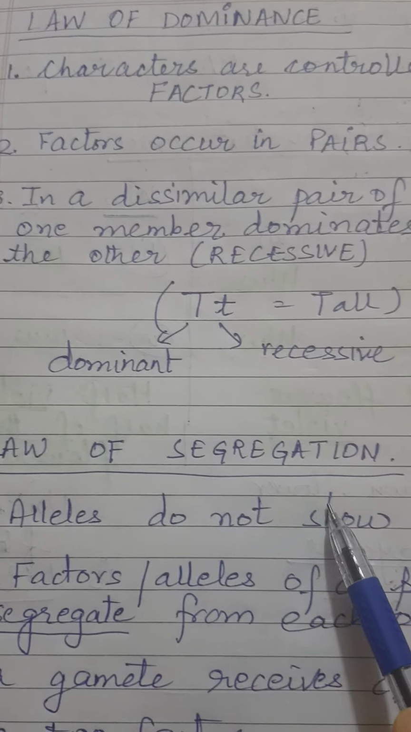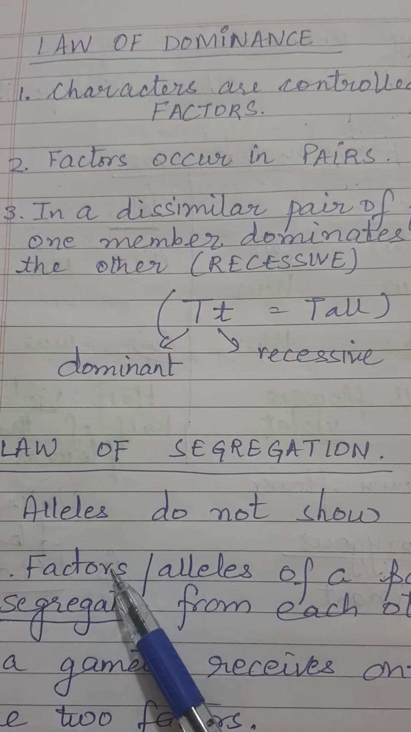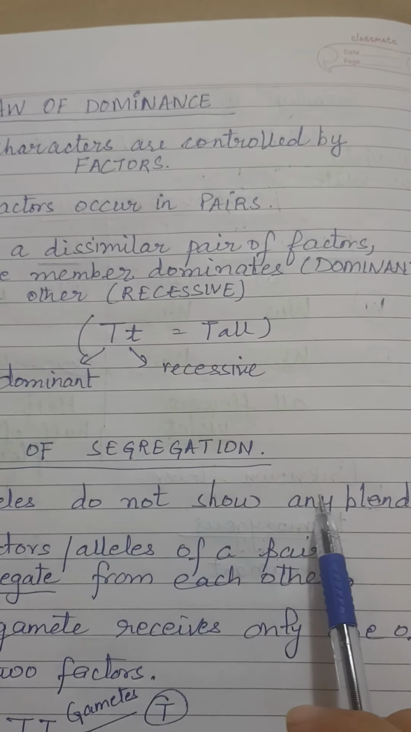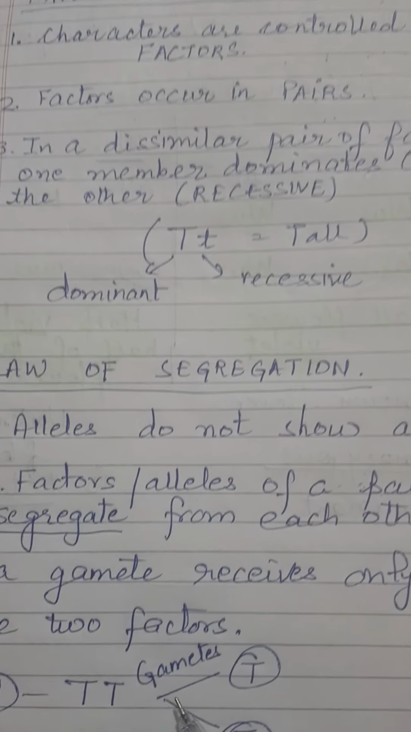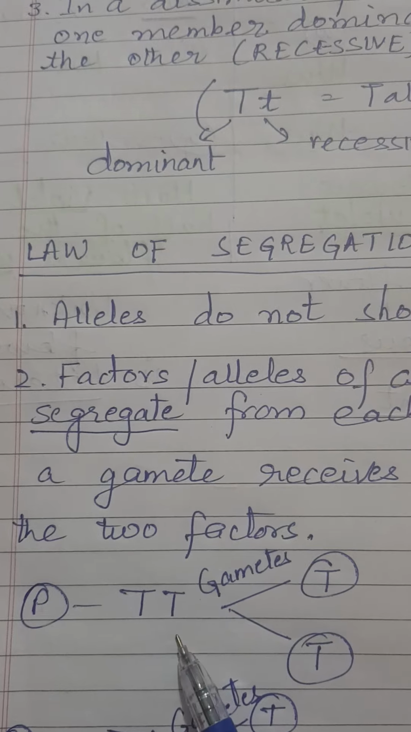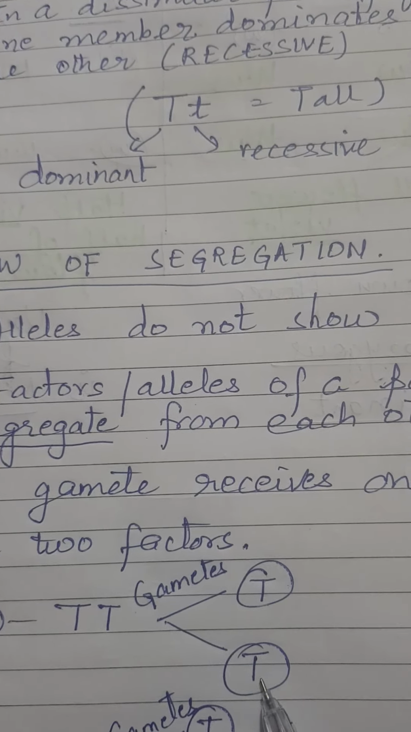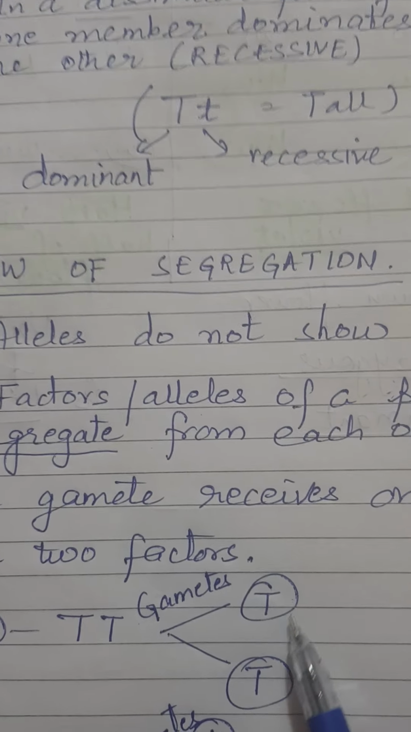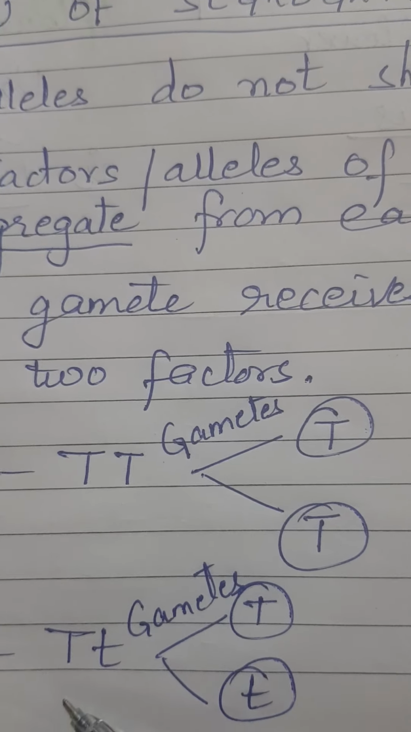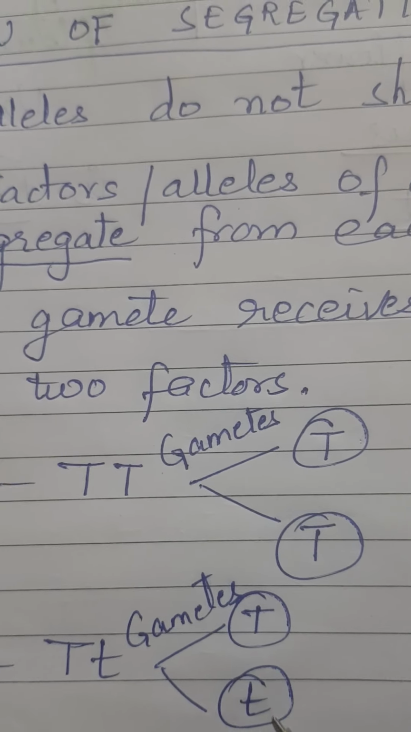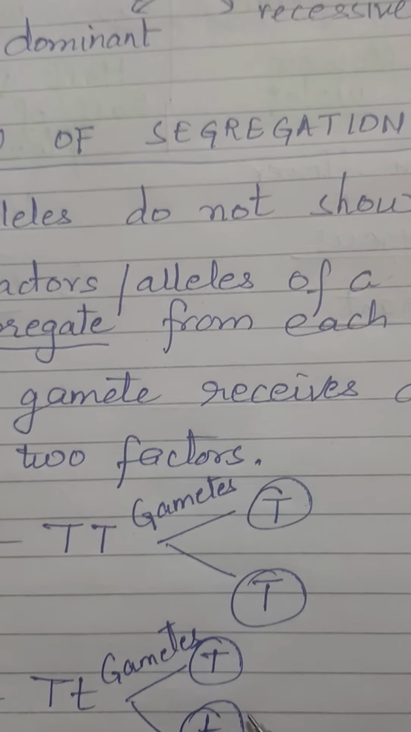Another law is the law of segregation. The alleles, which are the alternative forms of these factors or genes, do not show any blending. These factors segregate from each other. If this is the parent, when the gametes are formed, each gamete gets only one allele. That is the law of segregation: they separate during gamete formation. Similarly, if it is heterozygous, the gametes are capital T and small t, so they segregate from each other when gametes are being formed.